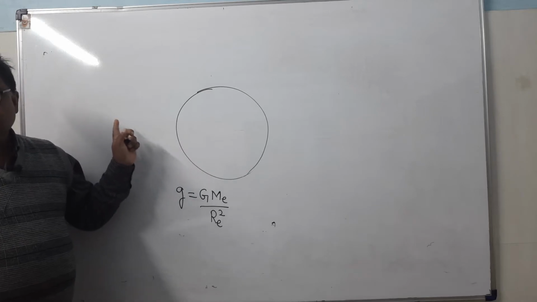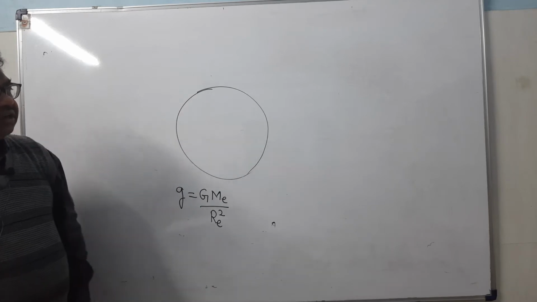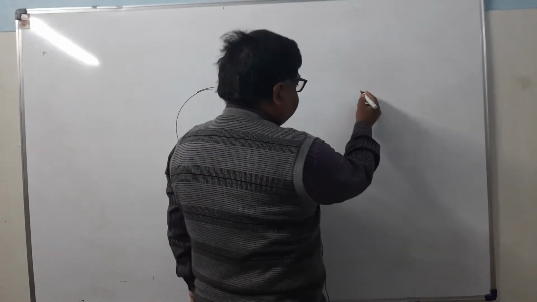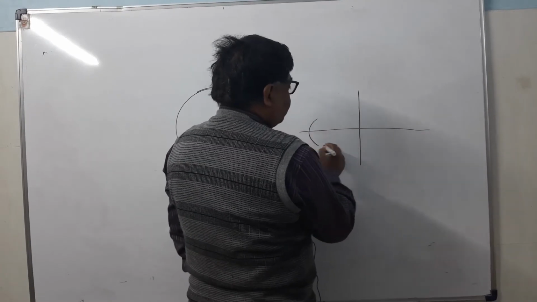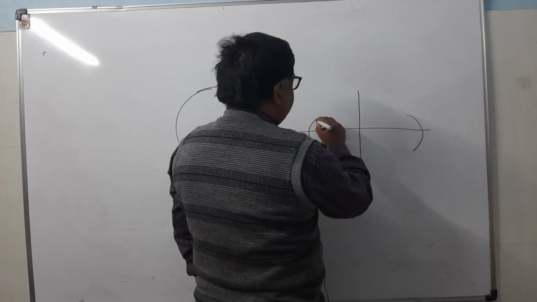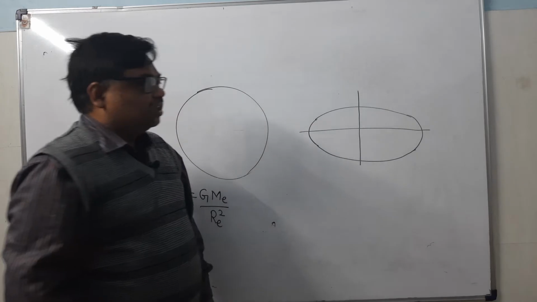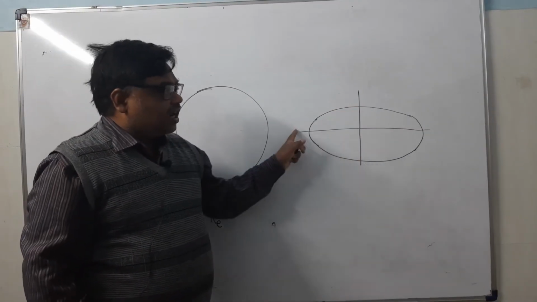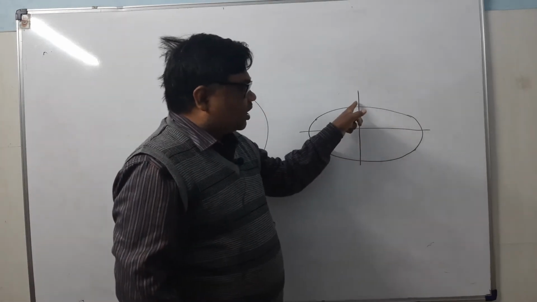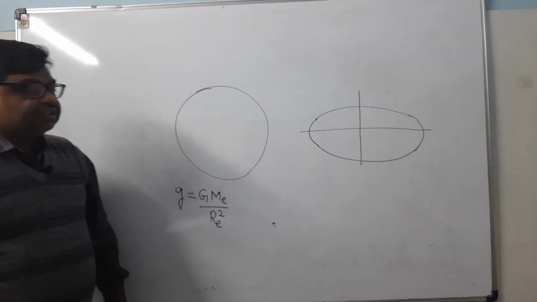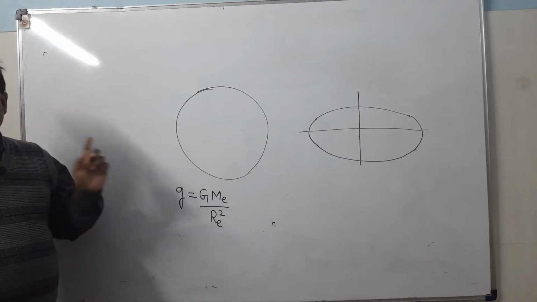Though we know that the earth is not spherical, it is flattened at the poles and bulging at the equator. Means if we see the actual shape of the earth, then we will find its equatorial radius is more and polar radius is small. Its actual shape is this. It is flattened at the poles and bulging at the equator. Therefore, equatorial radius is greater than the polar radius. Earth is not perfectly spherical, but in the derivation of this formula, we have assumed this thing.